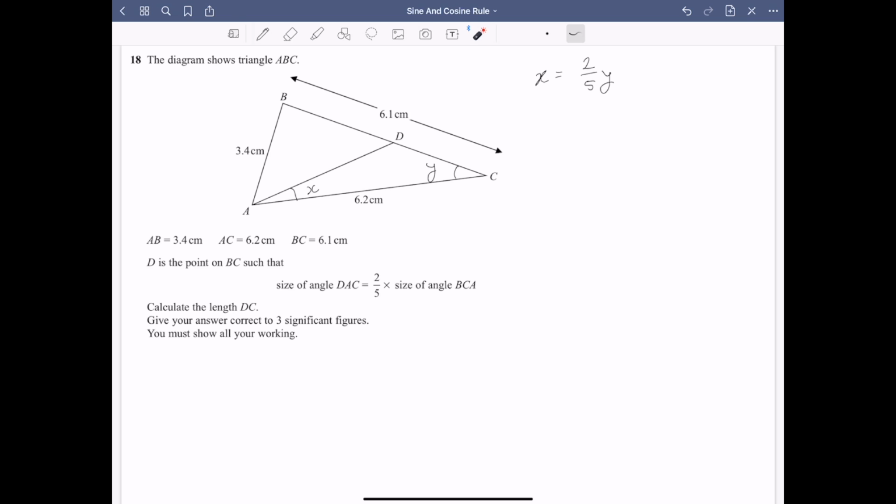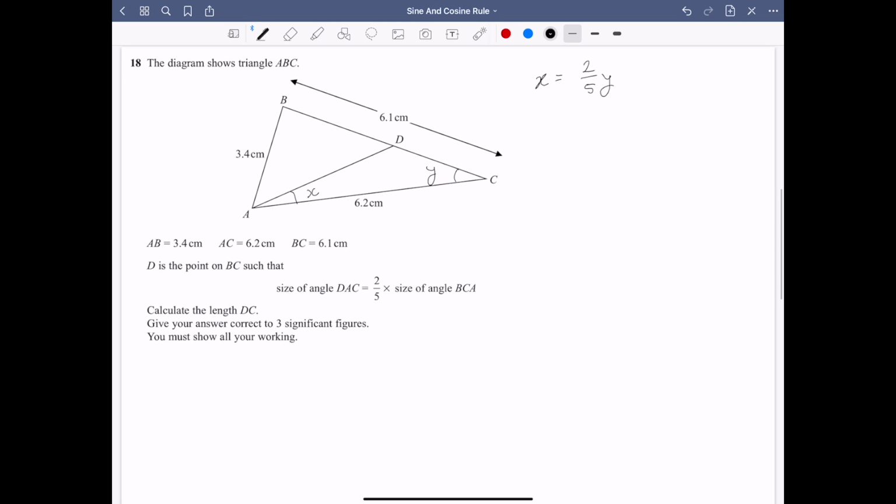Well, in this big triangle, ABC, we've got all three sides. So what we can do is work out an angle. And which one do we want to work out? Well, we want to work out DC, so what would be useful is if we had this angle. Because we know that these two are related, we can work out either this angle or this angle first. And because of the cosine rule, we have all three sides, so the angle we can work out is this one. Okay, so let's do that.